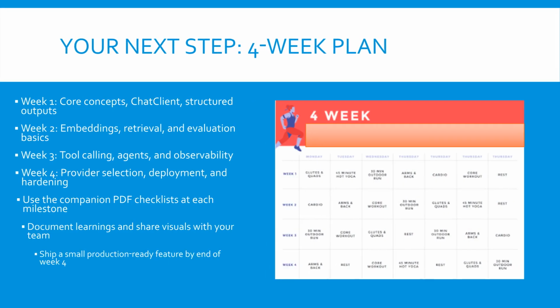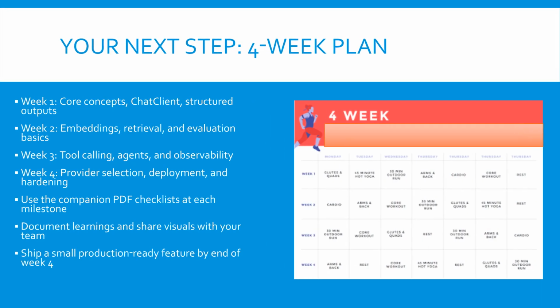Here is a pragmatic 4-week plan that fits busy schedules while building durable skill. In week 1, you will establish the mental models for AI components and implement the chat client with schema-first prompts that return validated JSON. Sketch the high-level system diagram and keep it visible. In week 2, you will introduce embeddings and retrieval in a controlled way. Choose a small corpus, apply sensible chunking, index it, and measure retrieval quality. Add a lightweight evaluation harness to prevent regressions.